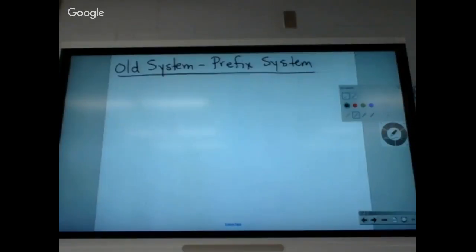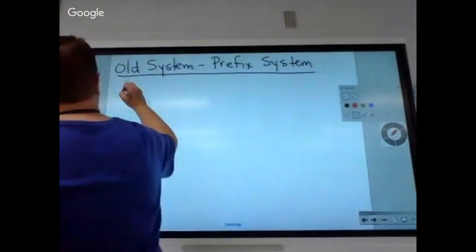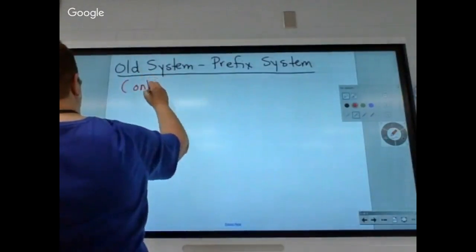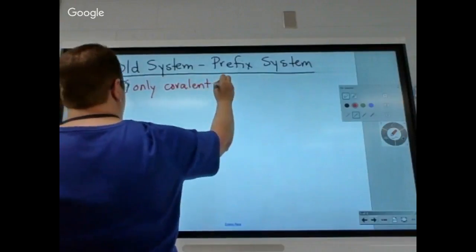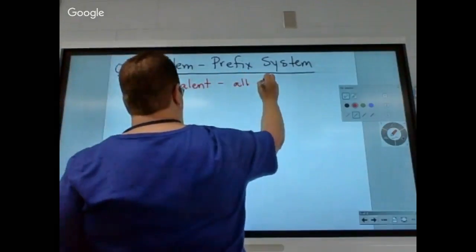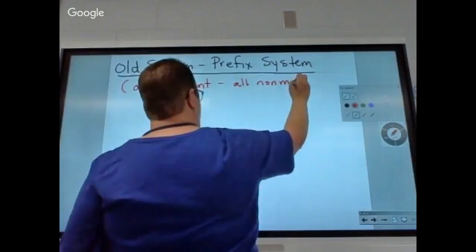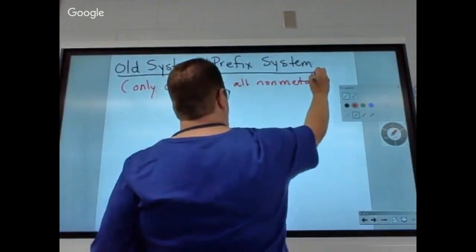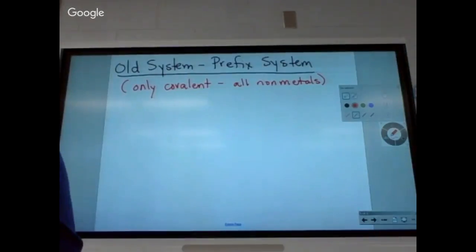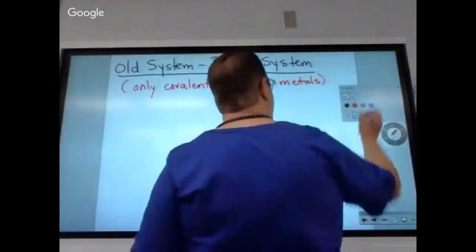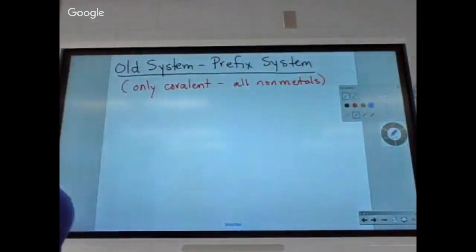You can only use this with covalent, okay? So just make yourself a note. This is only covalent, which is, again, all non-metals. So even though you're going to like this, you can only use it in limited fashions. So how are we going to name with the old system?